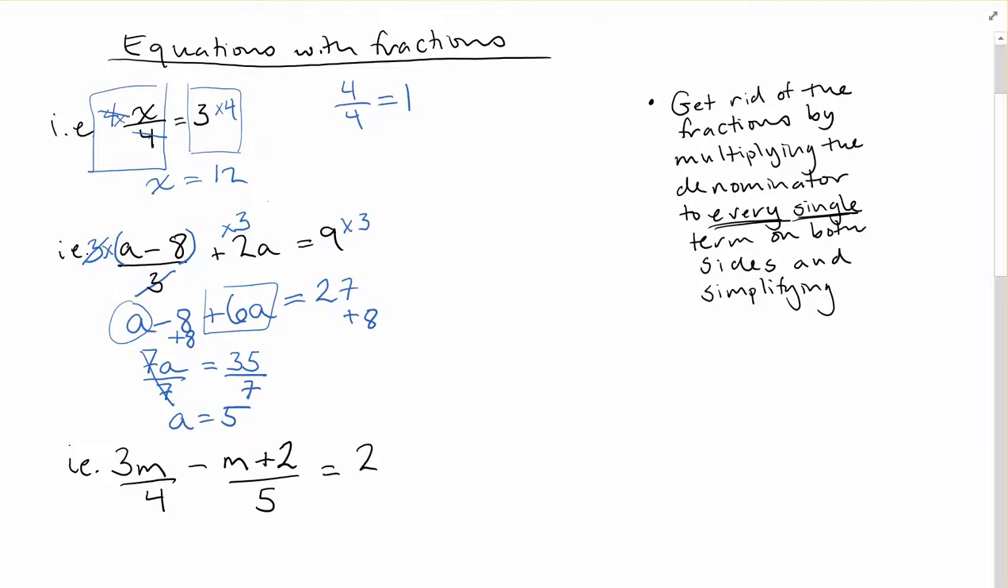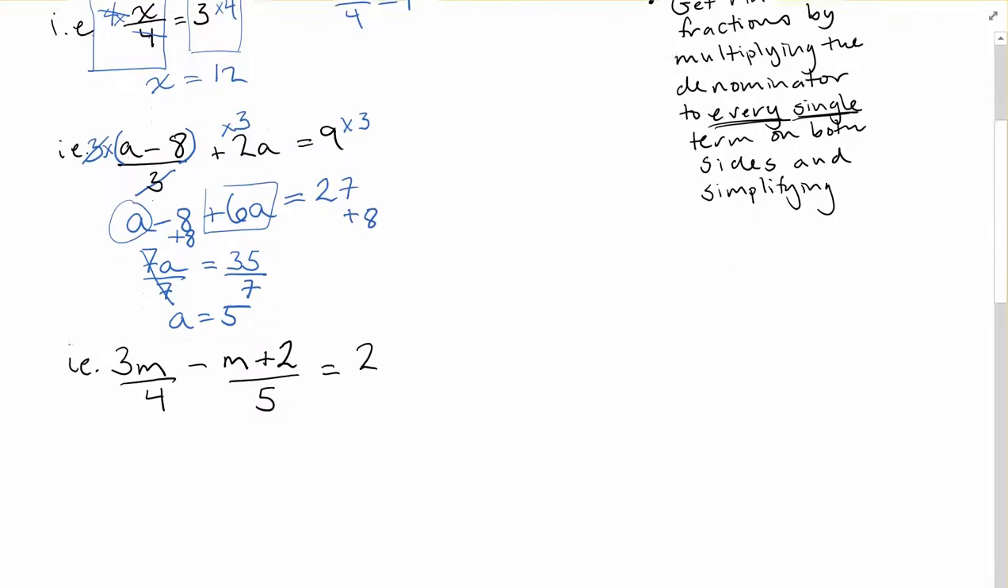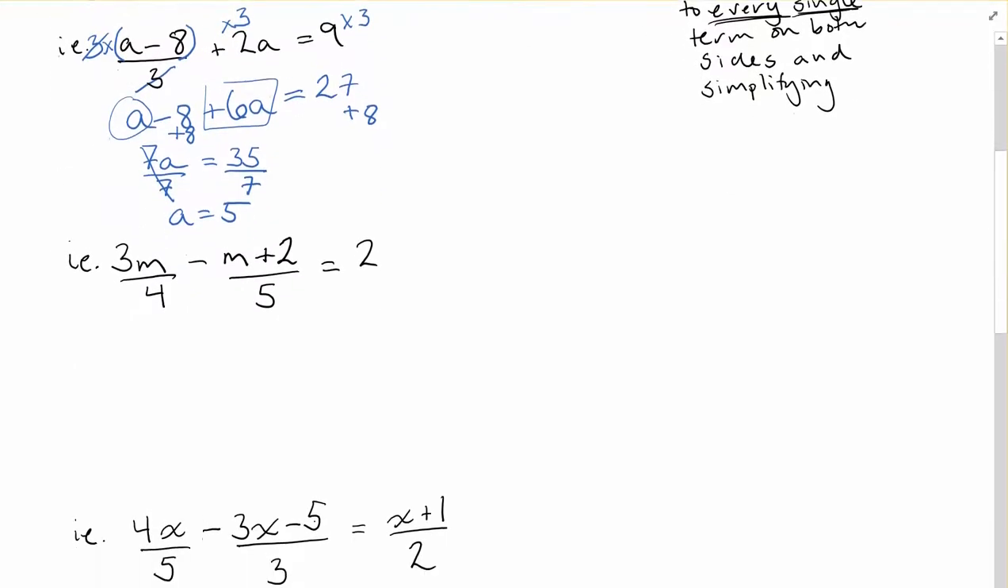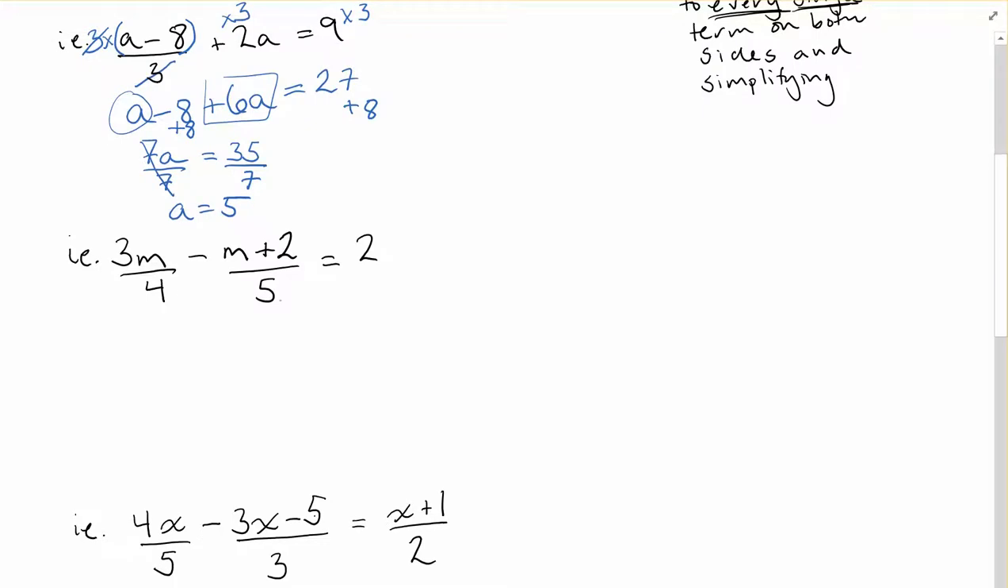So just to recap again there, I saw that I had a 3 on the bottom and I times every single term by 3. Where I have a times 3 and a divide by 3 on a term, I can cancel, and that gets rid of my fraction. So I'm going to take a look at this next example, and we do have now two denominators.